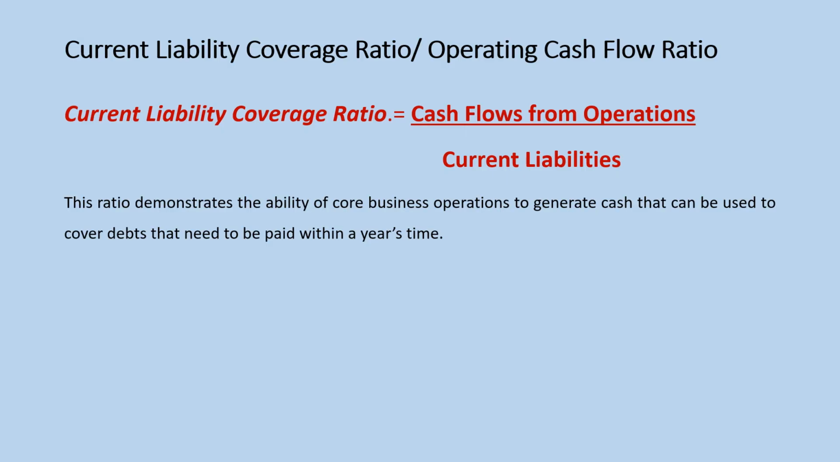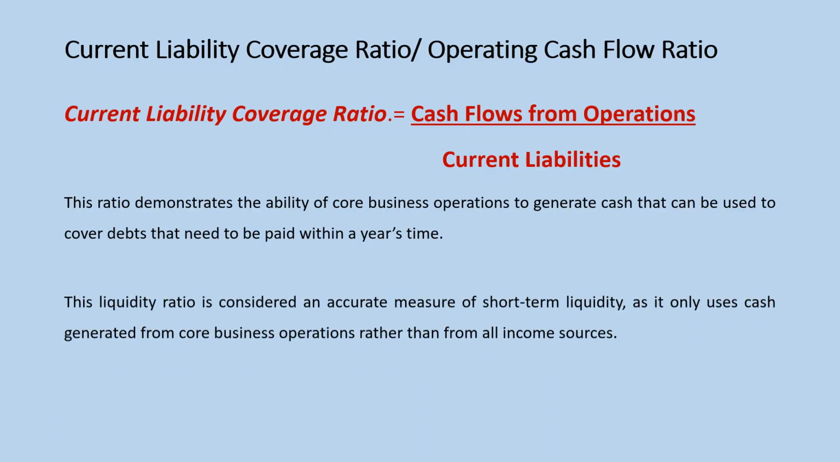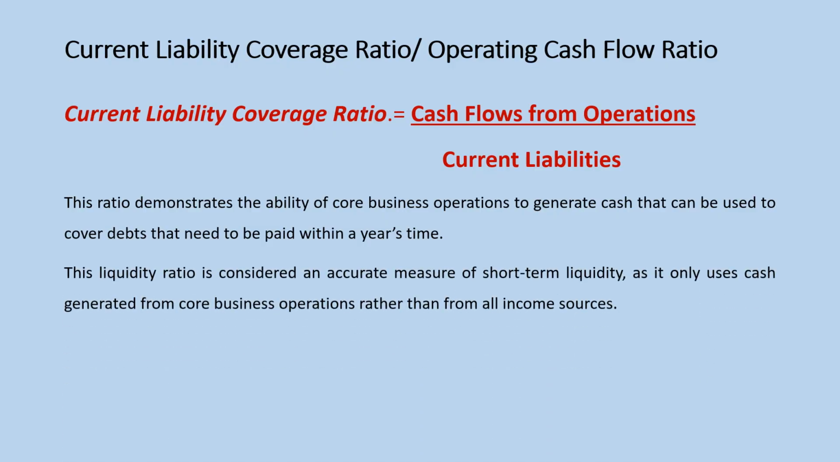This ratio demonstrates the ability of core business operations to generate cash that can be used to cover debts that need to be paid within a year's time. This liquidity ratio is considered an accurate measure of short-term liquidity because it only uses the cash generated from core business operations rather than from all income sources.